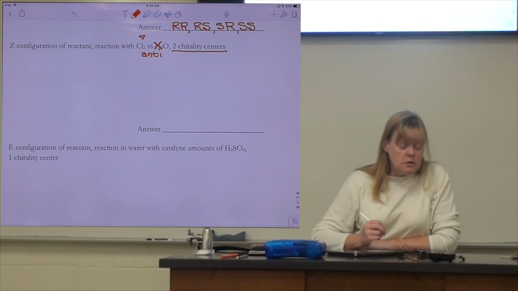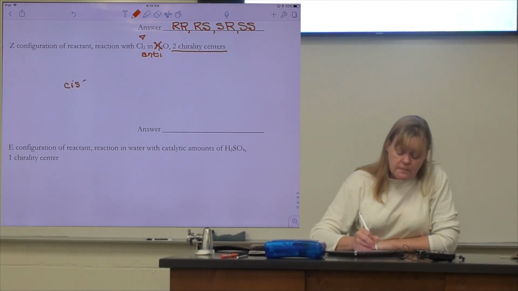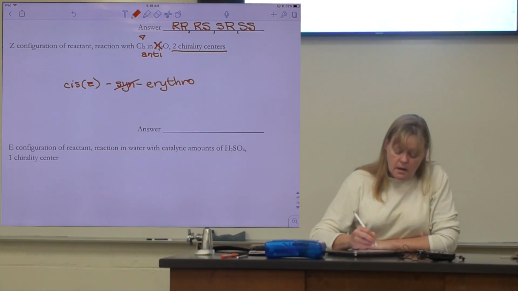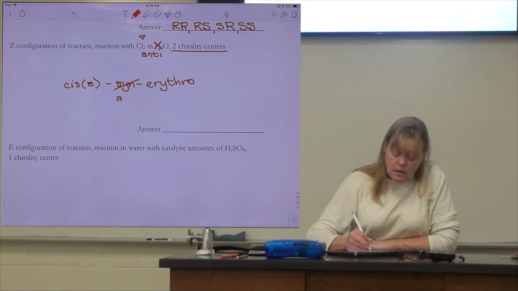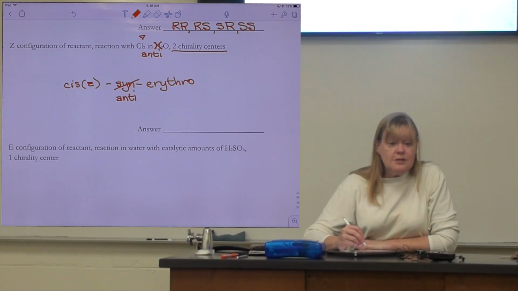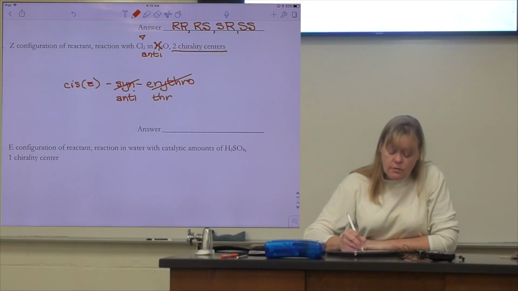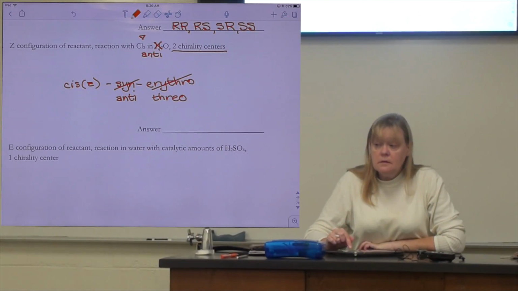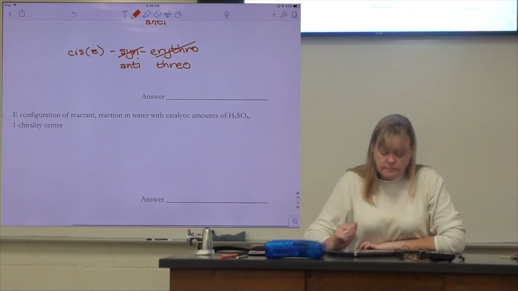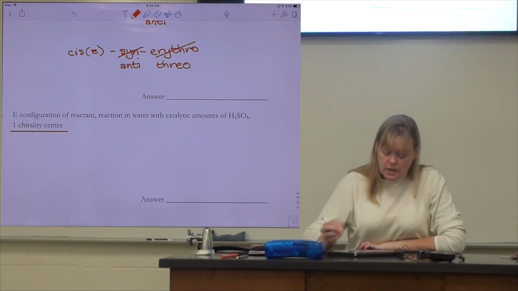Because it's anti, then you do cis and erythro. And you start out with a Z configuration in the alkene, so that's left the way it is, and then you have an anti mechanism instead of a syn mechanism because you've crossed out one thing, you need to cross out a second. The only option is to change erythro to 3O. And the last one, you have 1 chirality center, so you don't even have to think about it. It's R and S.